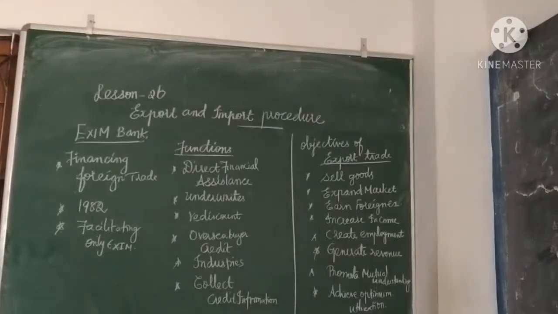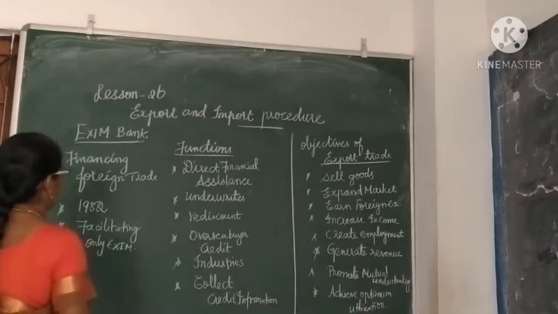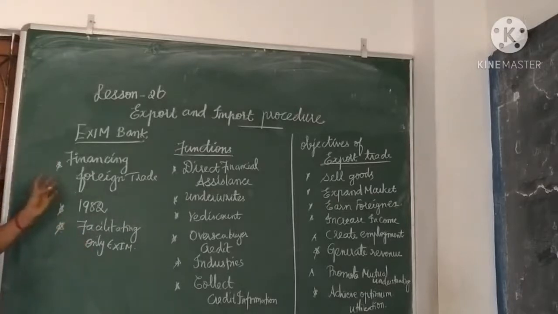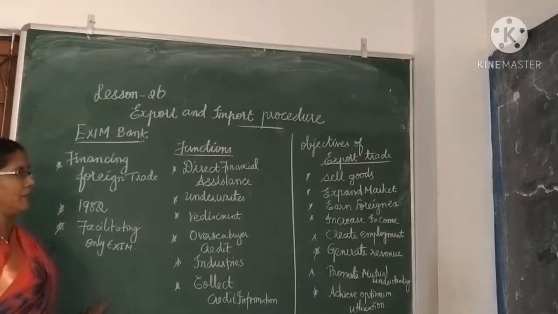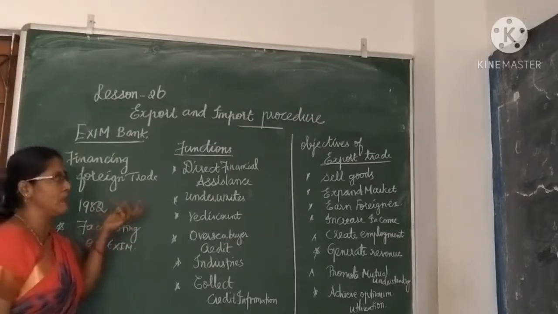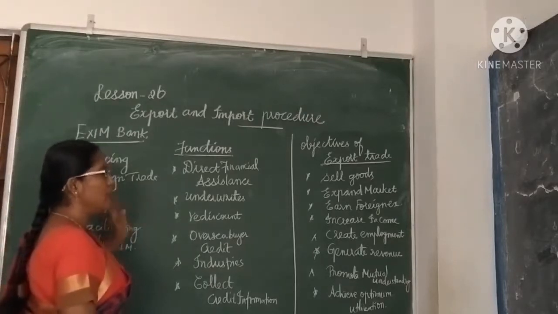Already we have seen that the Exim Bank gives financial assistance for foreign trade. It was set up in the year 1982. It facilitates only import and export procedures. They are giving financial assistance. Now let us move on to the functions of the Exim Bank.